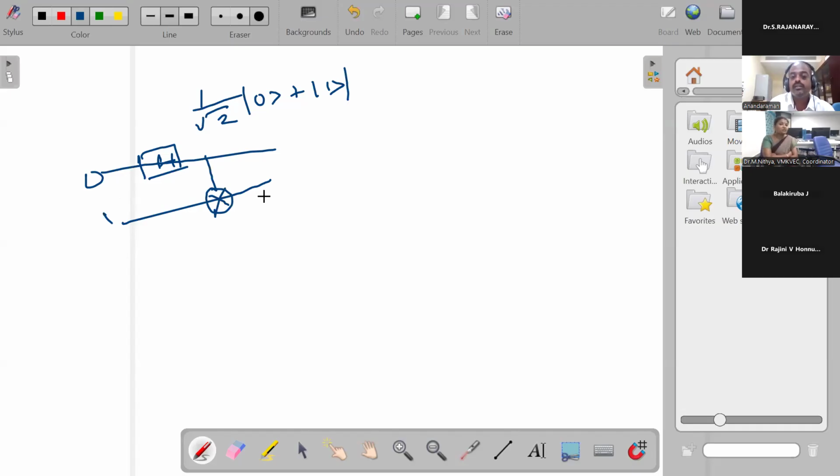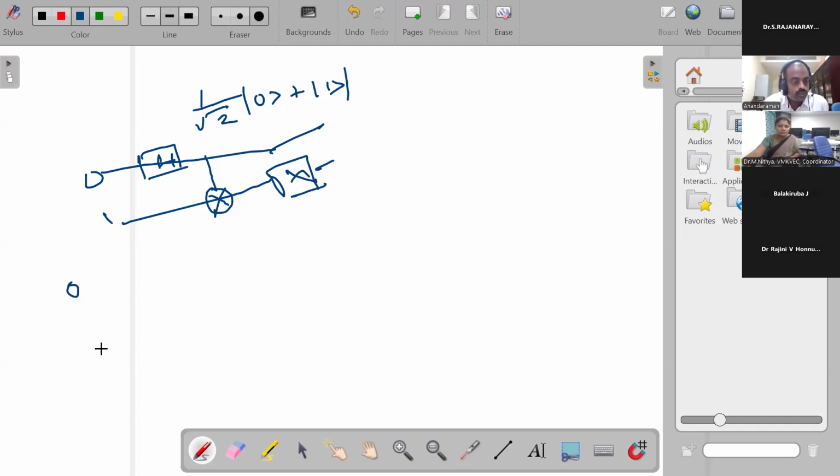Okay. So then x of 1. What is x of 1? So you are applying x gate in the first qubit. Okay, understood. So here you are applying x gate in the first qubit. Okay, madam. So what is the output? Okay, I will rewrite again.